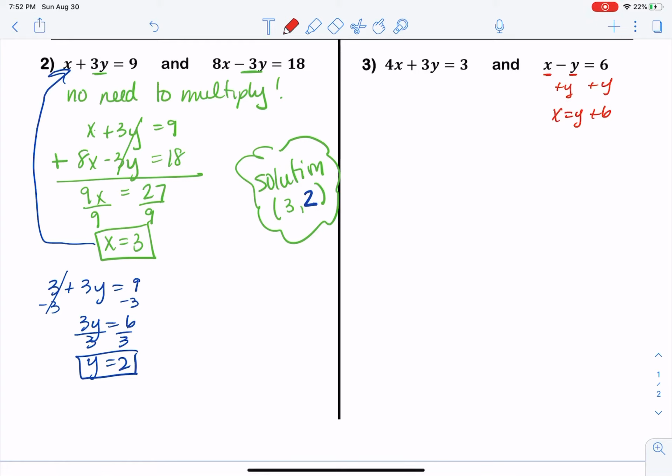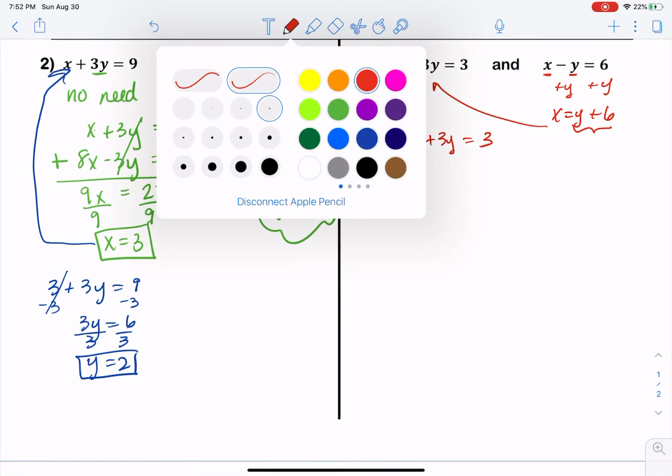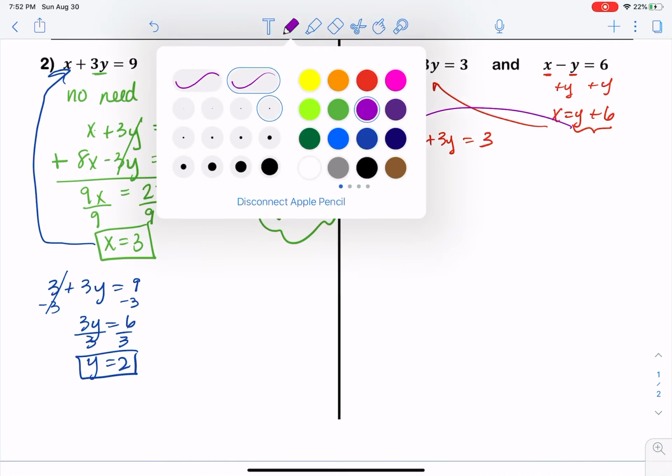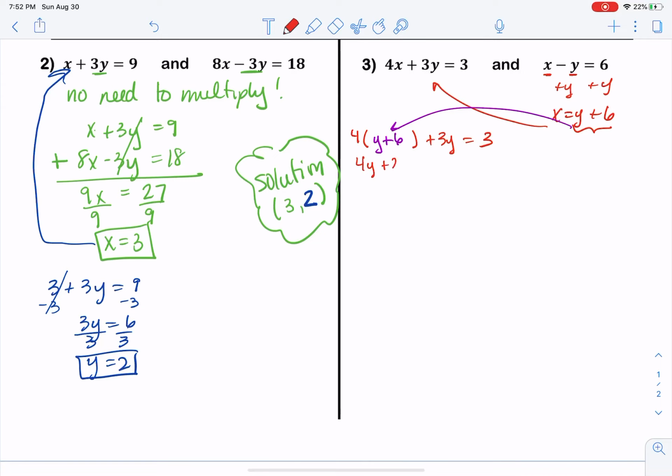So I'm going to use this any place that there is an x. So then we're going to go to this equation, 4 times something plus 3y equals 3. And I'm going to use y plus 6 for the x. So 4y plus 24 plus 3y equals 3. These are like terms that I have to combine before I can do anything else. That's 7y plus 24 equals 3. Subtract 24 from both sides. 7y equals negative 21. Divide by 7, and I get y is negative 3.